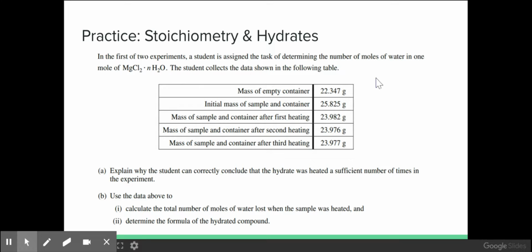We're given a data table that summarizes the mass of the empty container, so on and so forth. And then after the first heating, the second heating, and the third heating, the masses of this hydrated sample are recorded. There are two questions to answer involving this free response question. I'm going to give you a few minutes to work them out, and we're going to go over the solutions together along with the scoring guide.